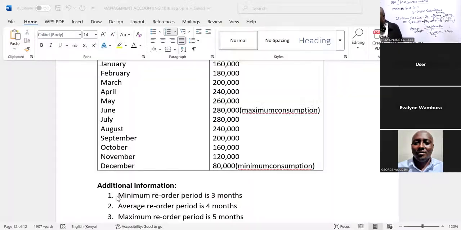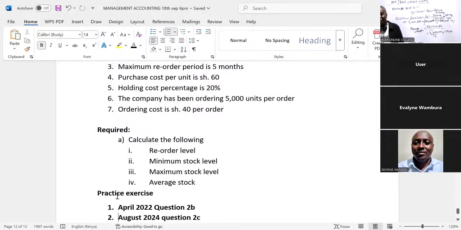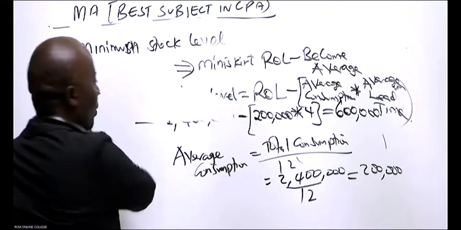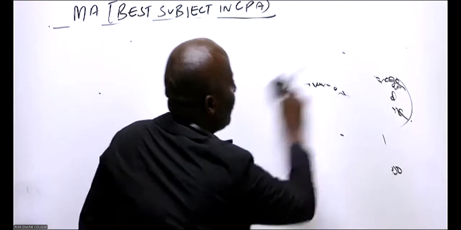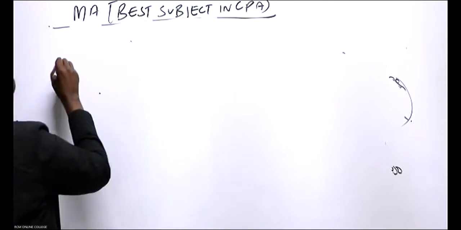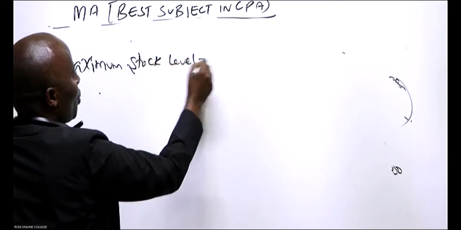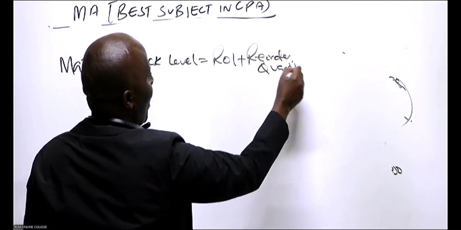So the next one, ladies and gentlemen, they want me to calculate the maximum stock level. For maximum stock level, we roll and rock at the same time. So we are rolling and rocking at the same time. This rock is reorder quantity, eh? So you add the reorder quantity, minus.